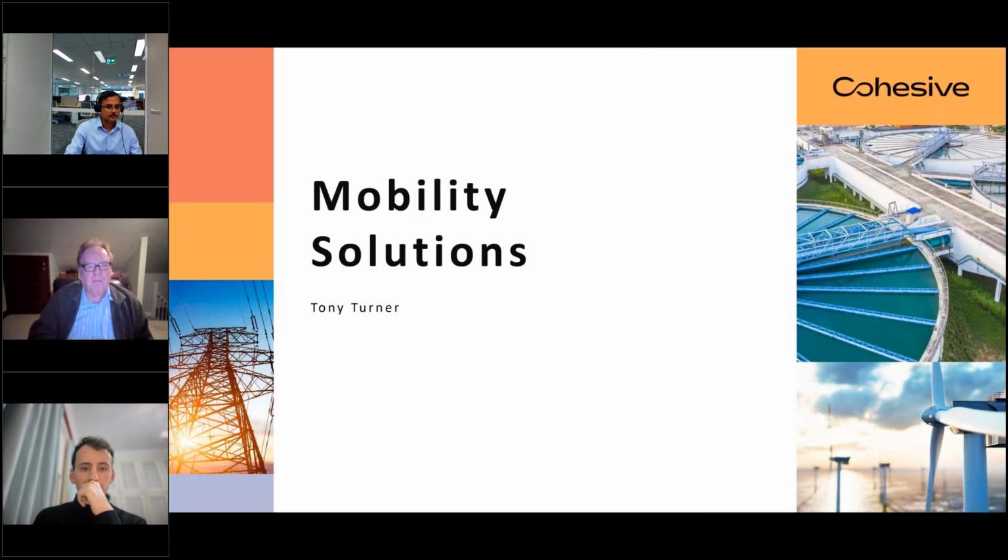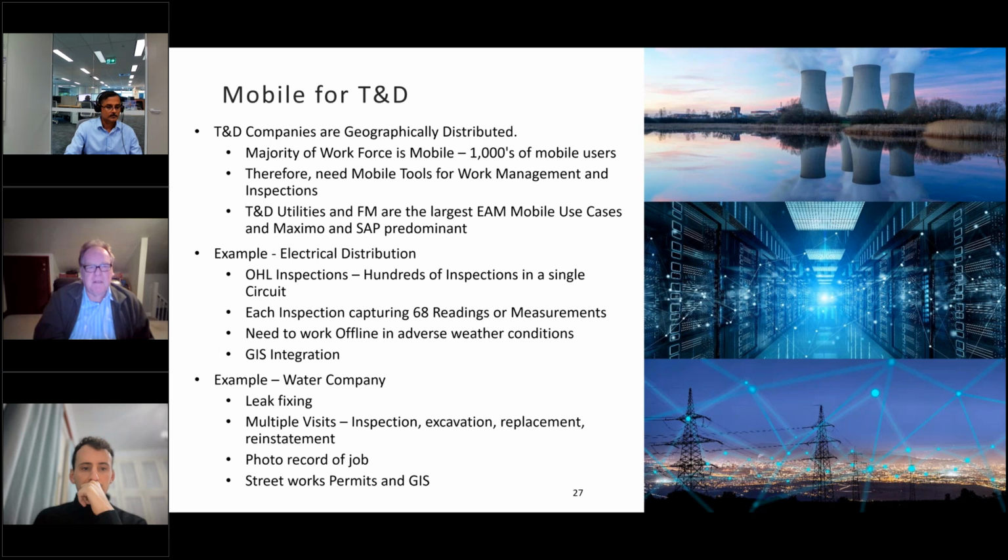Mobile. Okay. First thing, T&D companies, they're geographically distributed. I don't need to tell you that, you know it. The majority of your workforce is probably mobile. So there can be thousands of mobile users. Therefore, they can't work on paper. They need mobile tools for doing work management, for doing inspections.